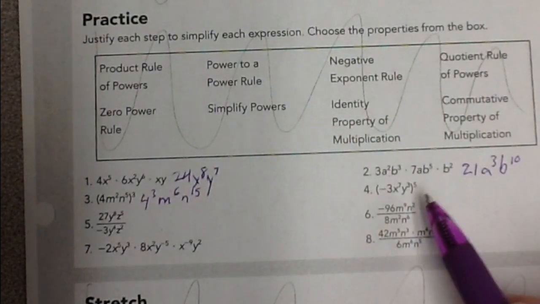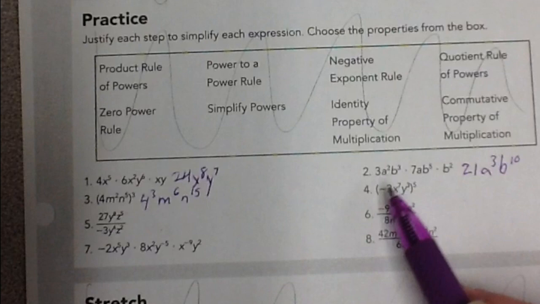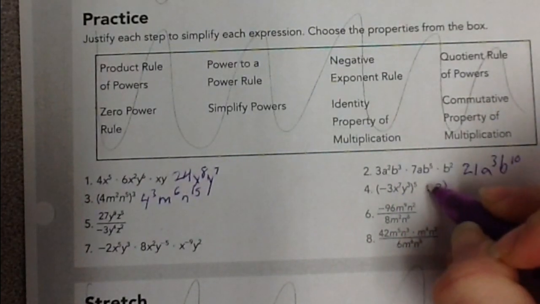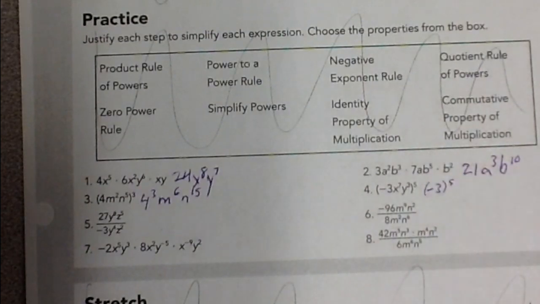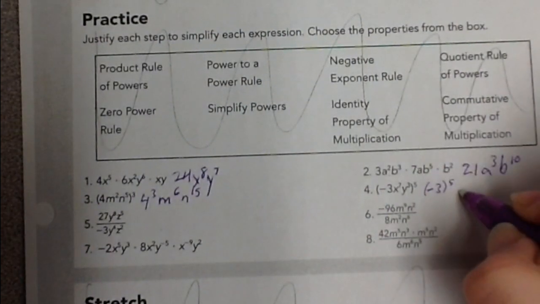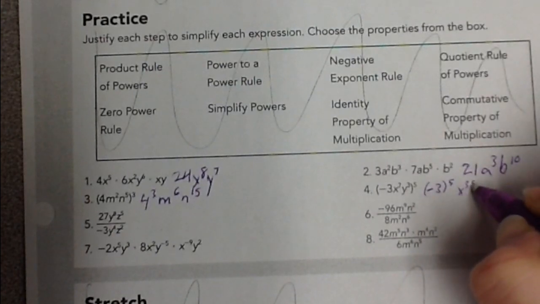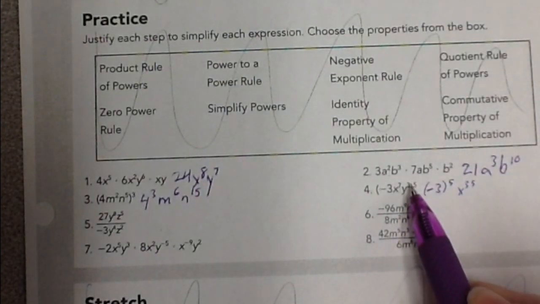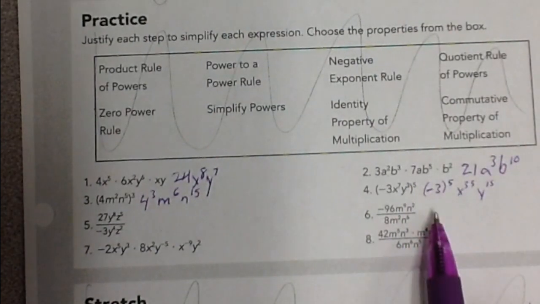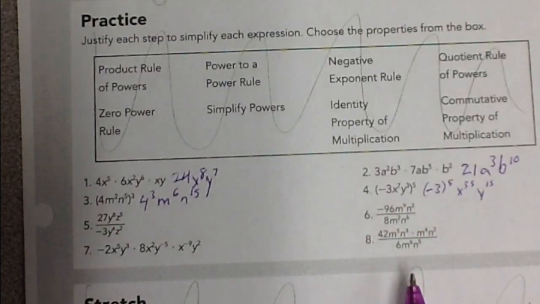Same thing on number 4. This 5 is saying I have 5 of all this stuff that's on the inside. So I have 5 of the negative 3's. For the x to the 7th, I have that 5 times, so I actually have 35 x's. And the y's, I have 3 of them, but then another 5 of each of those 3, so that's going to be 15. So with that power rule, we're just multiplying those exponents.